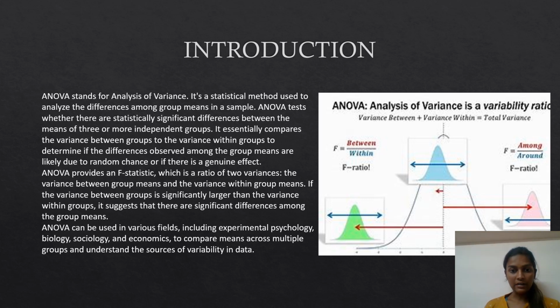ANOVA provides an F statistic, which is the ratio between two variances: the variance between the group means and the variance within groups. If the variance between the groups is significantly larger than the variance within groups, it suggests that there is a significant difference among the group means. ANOVA can be used in multiple fields, including experimental psychology, biology, sociology, and economics, to compare the means across multiple groups and understand the sources of variability in data.